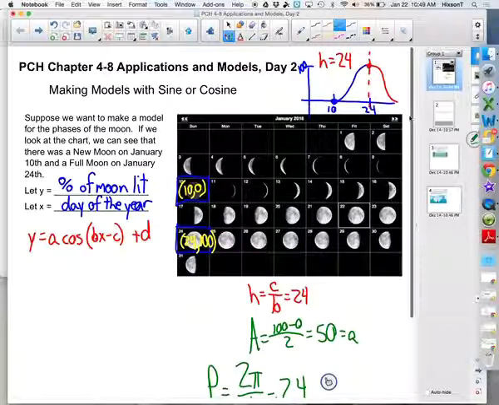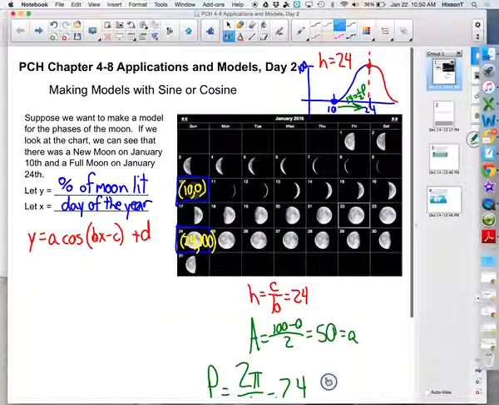How can we do that, Hunter? I think it's 28. You think it's 28? Why do you think it's 28? Half of the period is 14. Okay. Notice here's the min and here's the max, right? So half of the period is 14. Yeah. So our period should be 28.